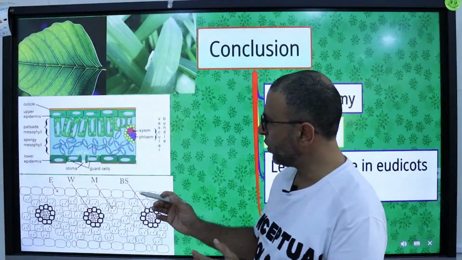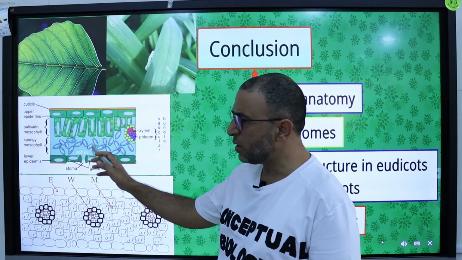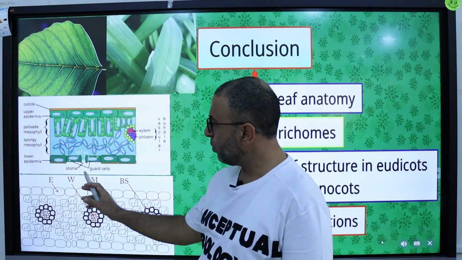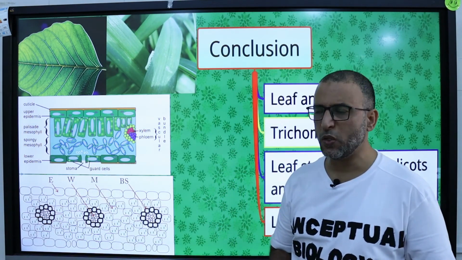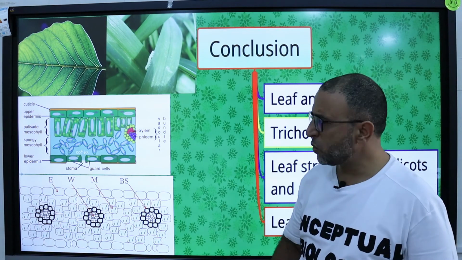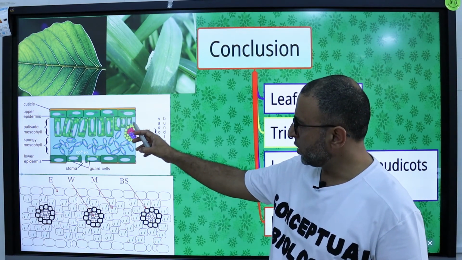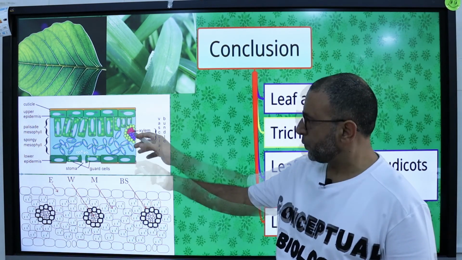Palisade mesophyll is directed towards the upper epidermis, and spongy mesophyll is present towards the lower epidermis. The cells in palisade mesophyll are tightly packed, but in case of spongy mesophyll, cells are loosely arranged with intercellular spaces. Normally, the lower epidermis has small openings, and these openings are called stoma, which is singular, stomata is plural. Vascular tissues, that is xylem and phloem, are present here, and xylem is directed towards the upper epidermis and phloem is directed towards the lower epidermis.